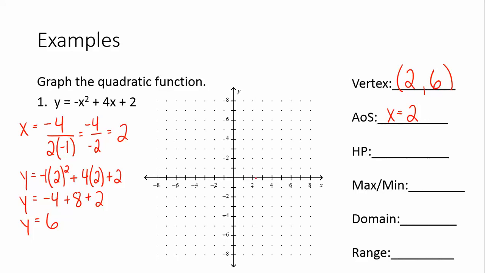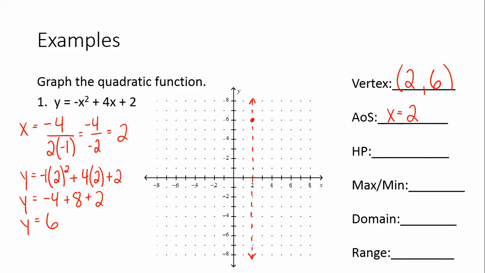I'm going to go ahead and plot that: 2, 6. The axis of symmetry, remember, is a vertical line. It's imaginary, and it goes through the vertex. So my axis of symmetry is going to go like this. And I want those on the graph also. Even though they're not part of the actual function or the actual graph, we want to put it on there.